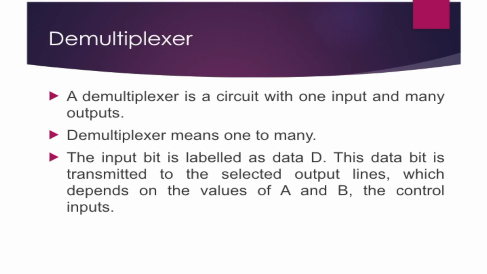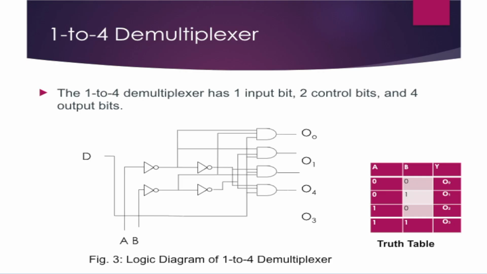Next, we will see the demultiplexer combinational circuit. A demultiplexer accepts only one input and gives several outputs. So a demultiplexer is also called one to many. Similar to the multiplexer, demultiplexers can be 1 to 2, 1 to 4, 1 to 8 or 1 to 16 demultiplexer.